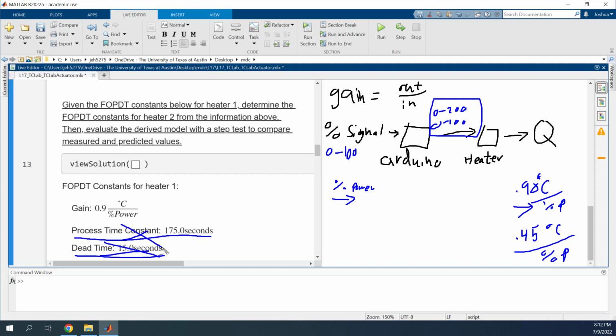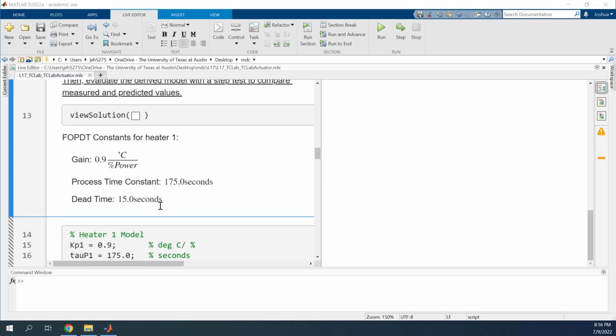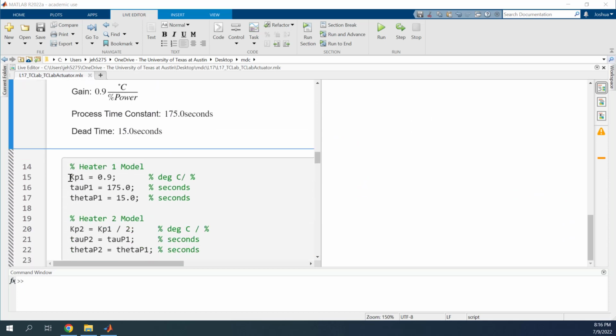So that should be the same as well. So the only thing that will change then is the gain. Now, I was cheating. I've done this before. If we look at things though, we have Kp1 equal to 0.9, tau P1, and theta P1. These are just the constants from before.